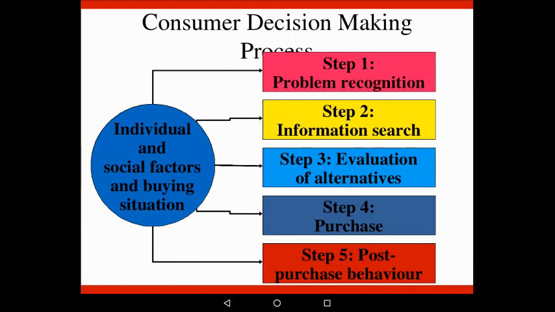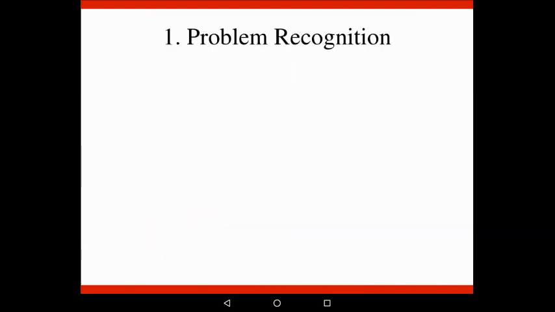Then step 3, after they've found different alternative products, they evaluate each of them, like that lady was evaluating those 2 different products in the photo earlier. Step 4, it's either purchasing or not purchasing a product. And then lastly, post-purchase behavior. Post means after. It's behavior that they engage in after they've bought the product. Okay, so we're going to look at those 5 now.